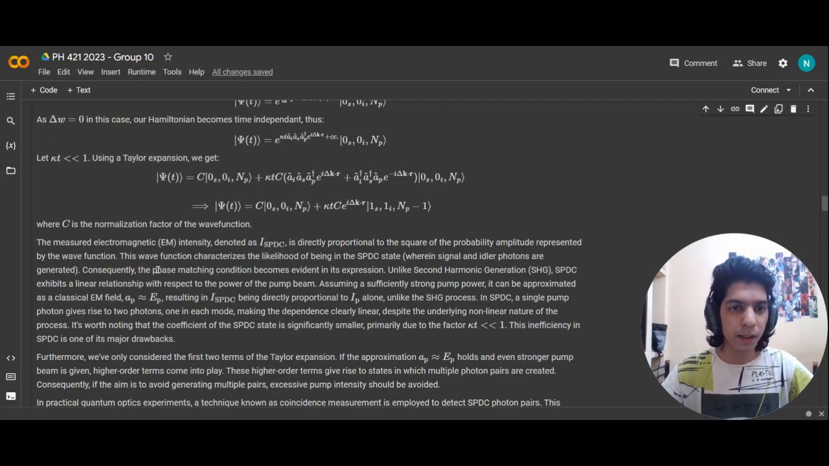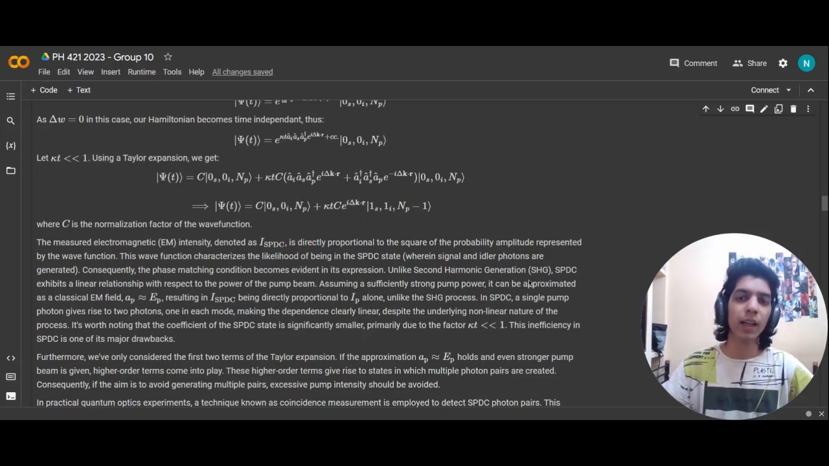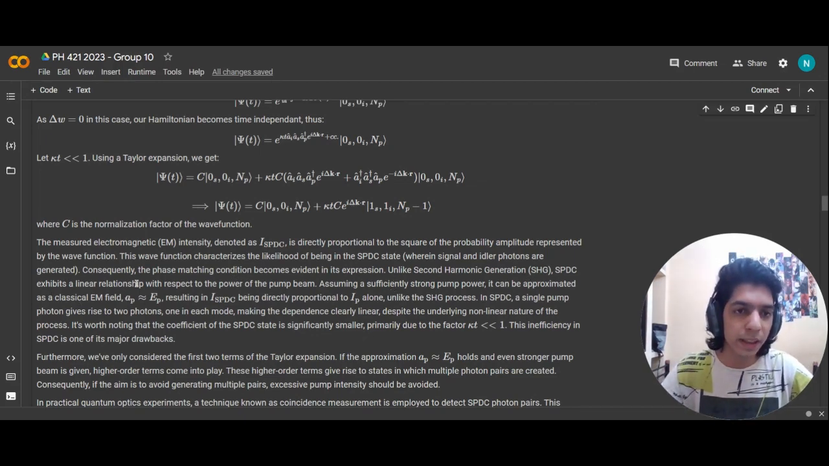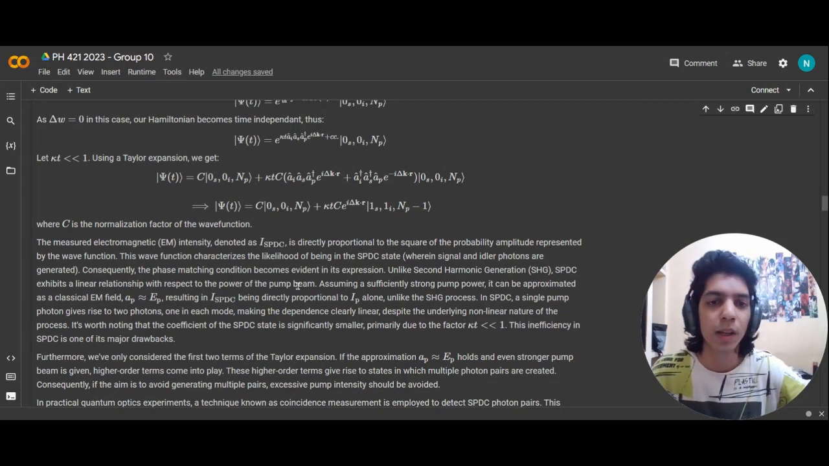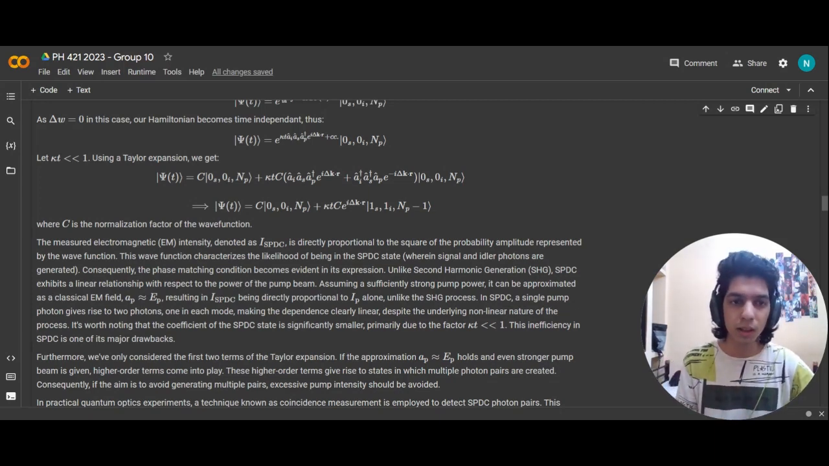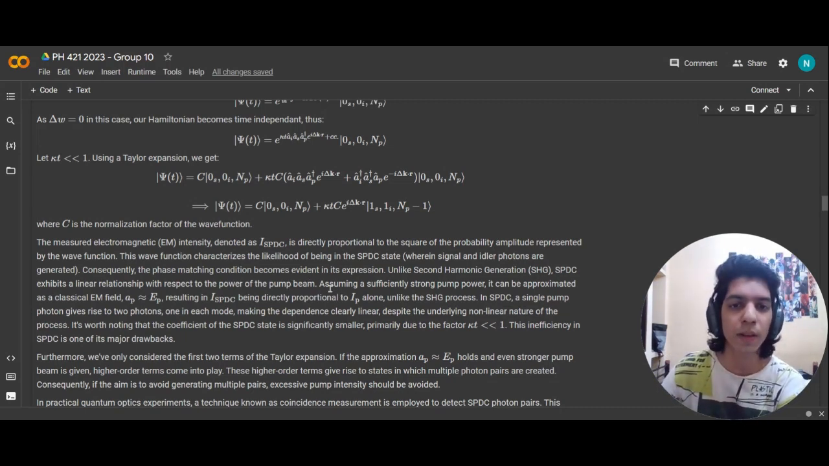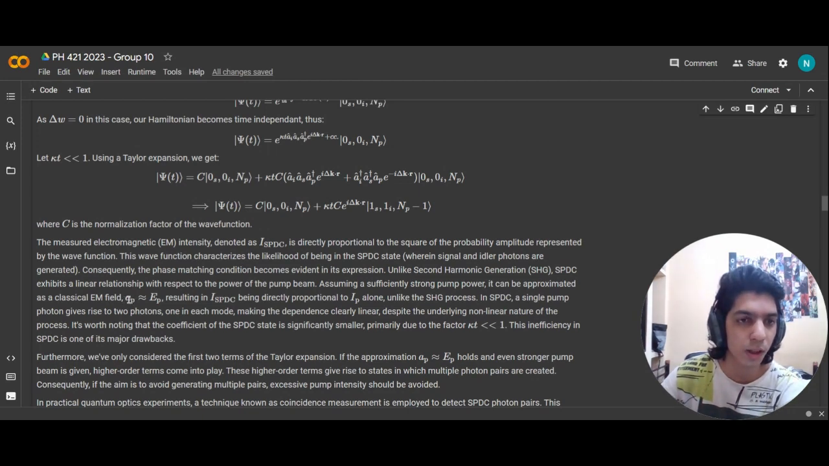And consecutively, the phase matching condition is also evident in this expression, as we can see there is delta k in it. And unlike second harmonic generation, this exhibits a linear relationship with respect to the power of the pump beam. In second harmonic generation it was not linear, so how can we see that it is linear here? We will assume that the pump is very strong and can be approximated as a classical field. So we will not use the pump annihilation operator, and we just substitute the classical electric field there, which results in it being directly proportional.